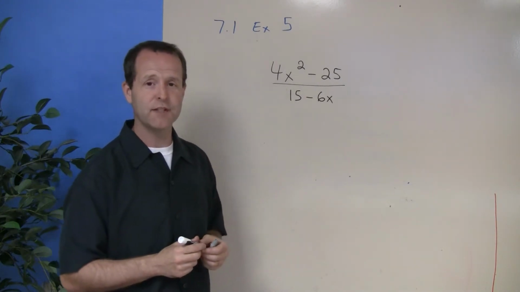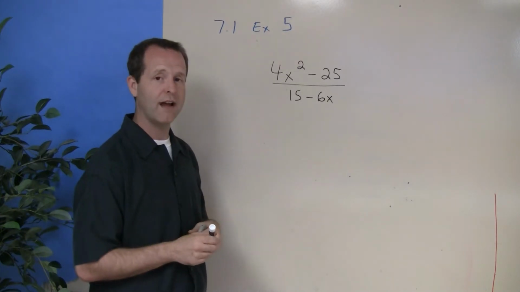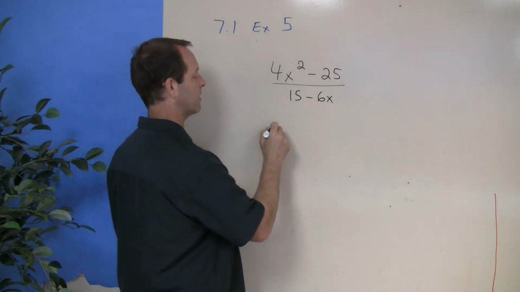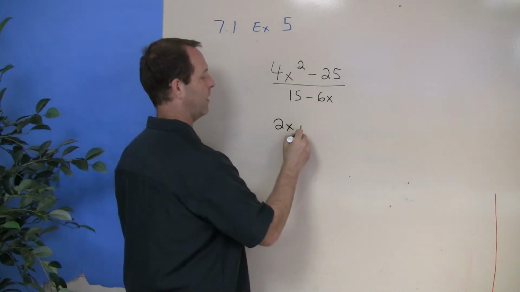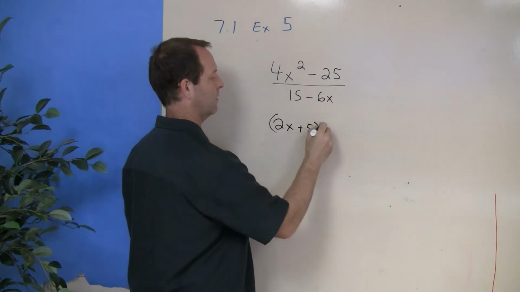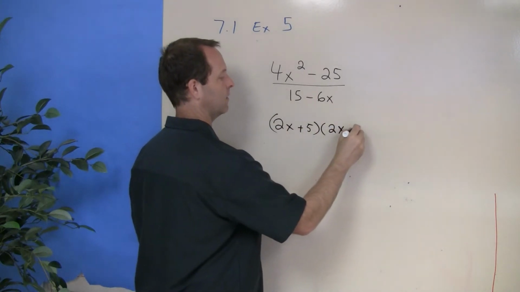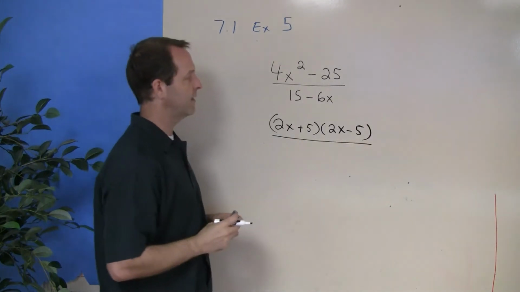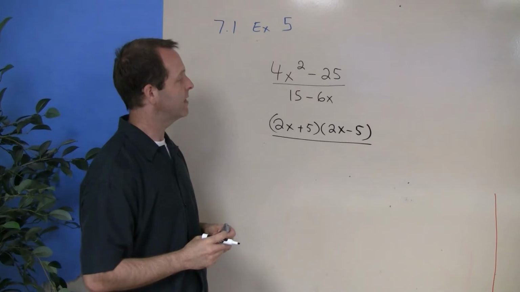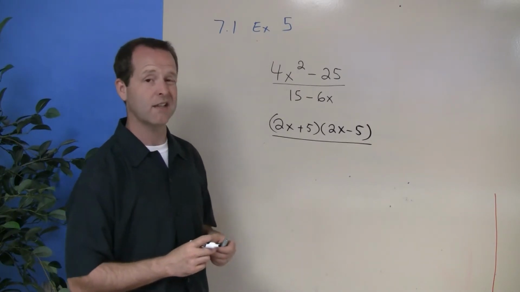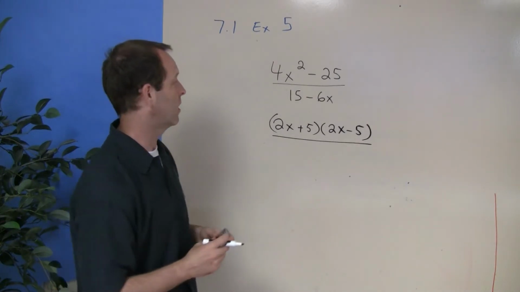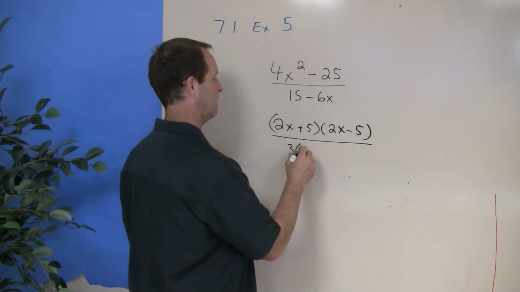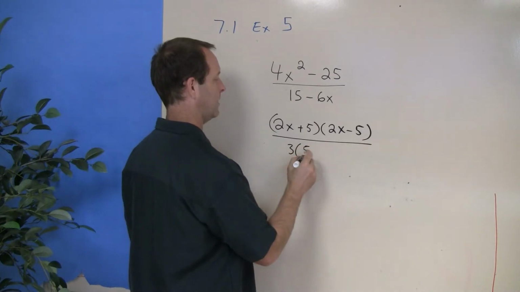Well, on top, I see a difference of two squares. 4x squared minus 25 is a difference of two squares, or that's its factorization. So I can factor it as 2x plus 5 times 2x minus 5. And the denominator is 15 minus 6x, and I think all I see is a 3. That might be common to both of those terms. So I'll factor out a 3, and I'm left with a 5 minus 2x.